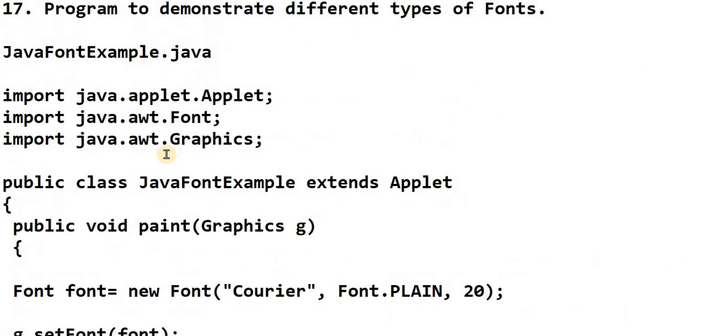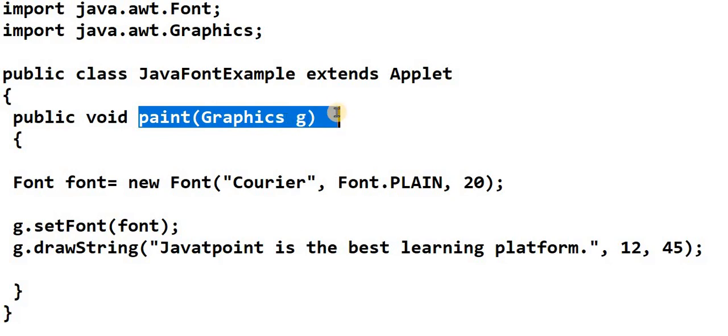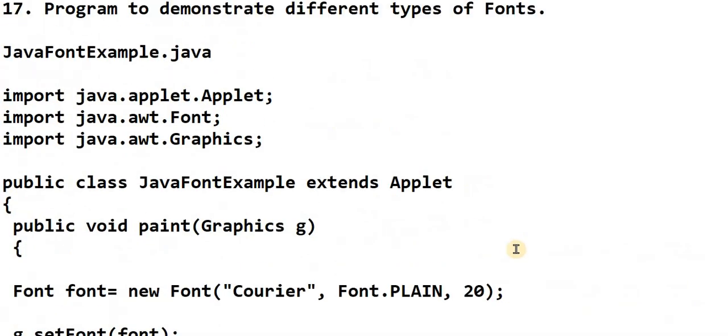Dear students, here we are just testing the font, how the font is to be used. It is just a demonstration program to use the type of font. There is no restriction that it should be this program. Any program can be used, but we need to demonstrate how the font is to be used. For that, the various packages are to be included. Paint is a default method for graphics. Now here: define the font, set the font, use the font. So this is the program.